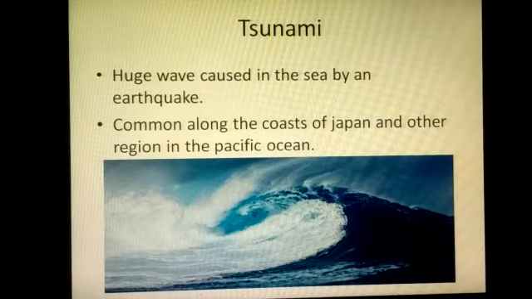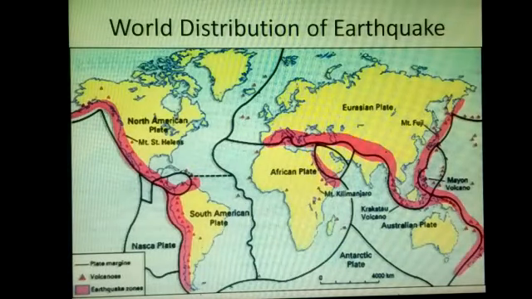Now, distribution of earthquakes. We can find that 68% of frequent earthquakes occur along the Pacific Ring of Fire. 31% of earthquakes occur in the Mediterranean and Himalayan belt, and the remaining occurrences are found in Northern Africa and the Rift Valley areas of the Red Sea and Dead Sea.